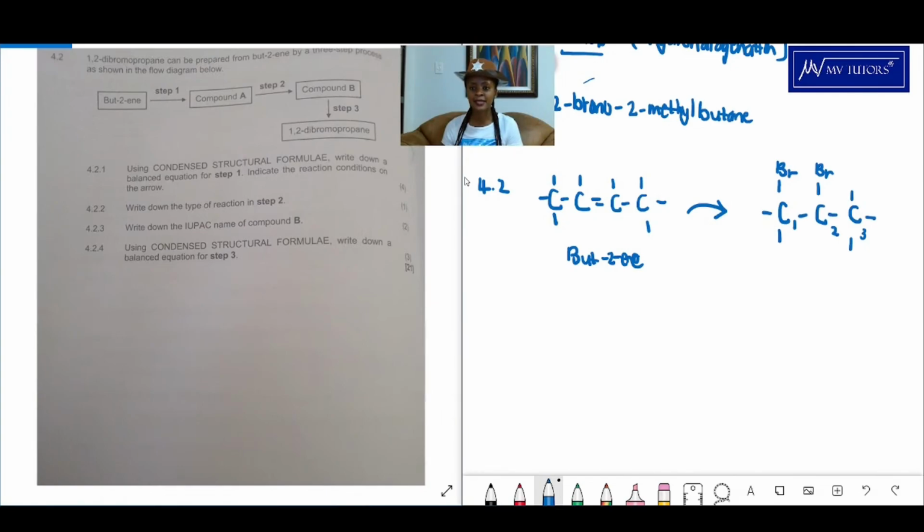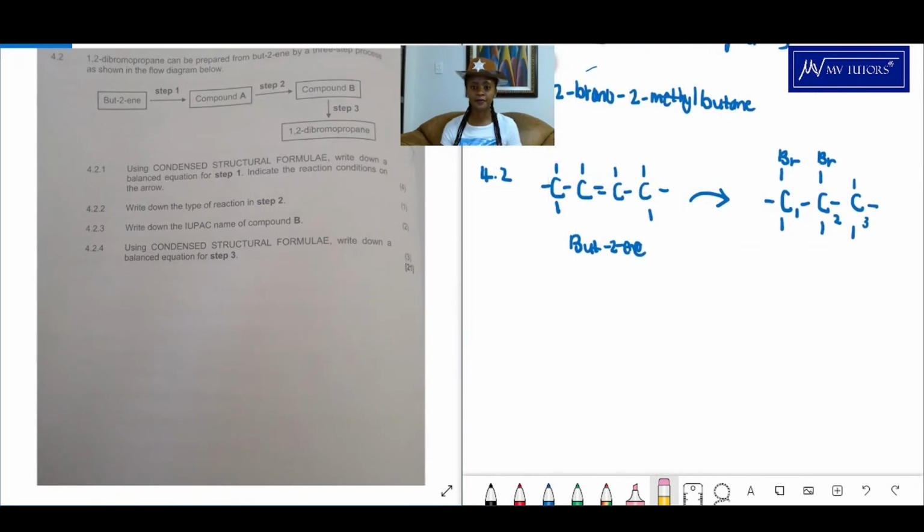So it is a saturated compound. We started off with an unsaturated compound and now we're headed to a saturated compound with 2 bromine atoms. And it can be prepared by a 3-step process as shown in the flow diagram below. Okay, so this is what we're starting with. This is what we should be ending with. So what happened here? Okay, I'm going to try to draw this again. Let me just rub out what the answer would be. But basically, that's what we are ending up with.